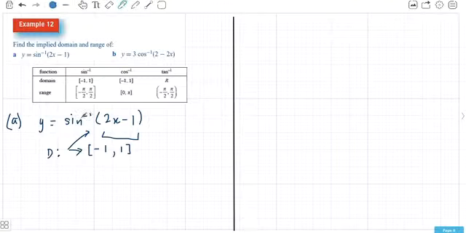The range is always to do with what this entire value is here. Okay, and the range is always here. It's between -pi on 2 and pi on 2. It's pretty much contingent on whether there are any translations or any amplitude changes.